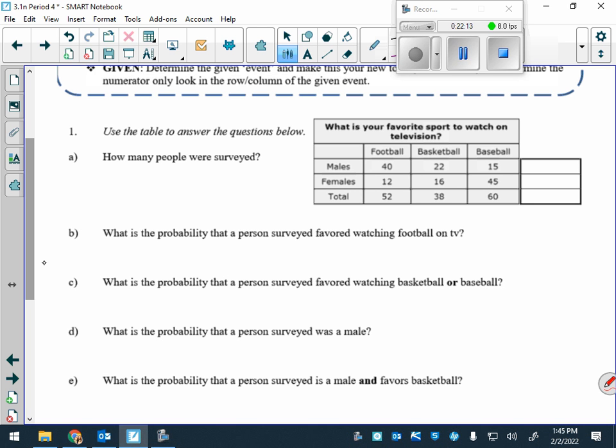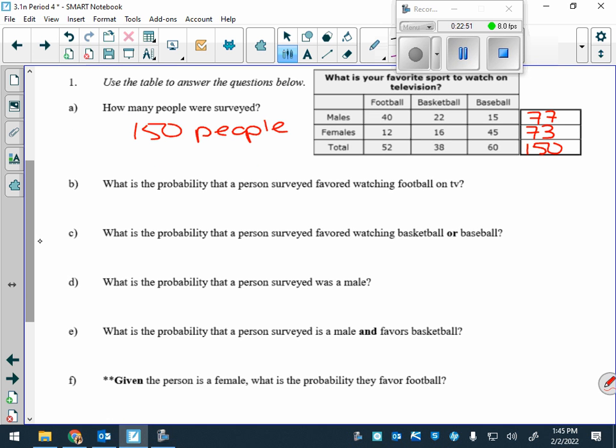Okay. How many males were there? Cece. 77. Emma, how many females? 73. Thank you. Jackson, how many in total? 150. So 150 people were surveyed. Now, we're going to keep these in fraction form, reduced if we can.